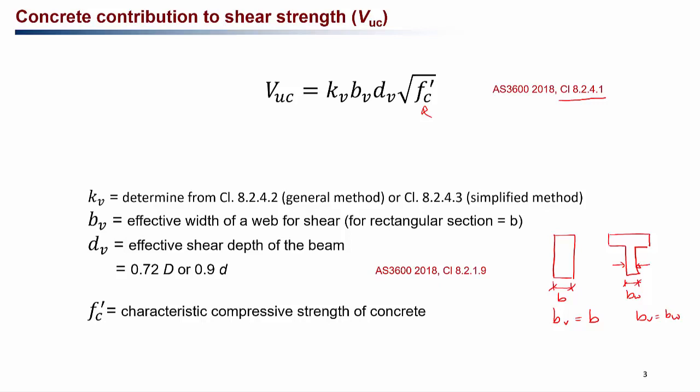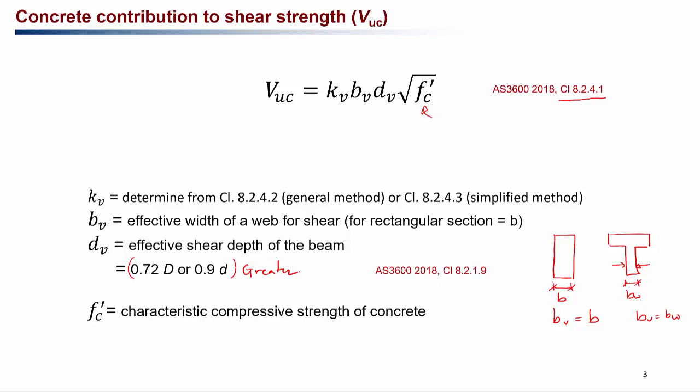And DV here stands for the effective shear depth of the beam, which is taken as the greater value of 0.72D or 0.9D. Out of these two values, whichever is greater is taken as DV. It is given in clause 8.2.1.9. And f'c, as you know, is the characteristic compressive strength of the concrete.